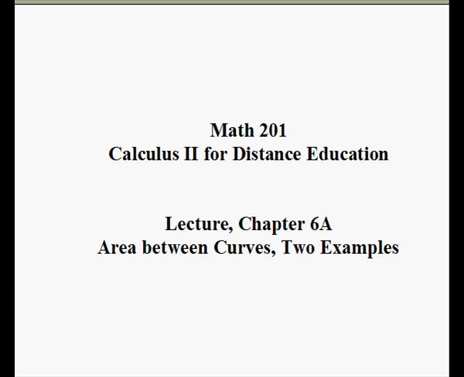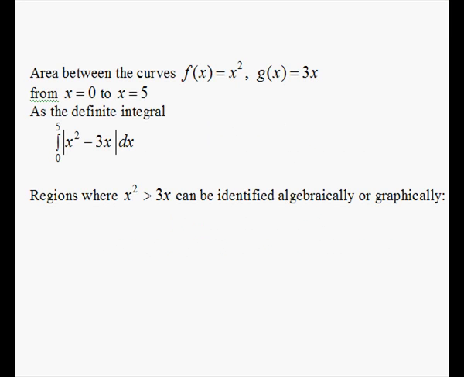This is Lecture 6A for Calculus 2, giving two examples for computing the area between curves. In this first example, we're just given two curves. f is x squared and g is 3x. And we want the area between them from 0 to 5.